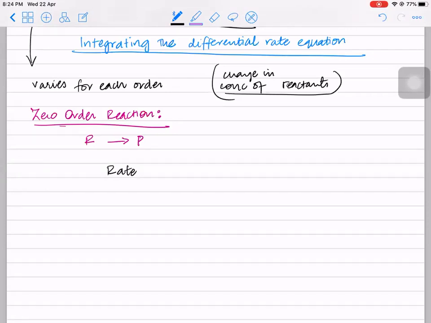So you'll get a negative value for delta concentration. So that's why you put a negative sign here, just to get what? Just to get a positive value, right? So change in concentration of reactant upon change in time, right? That is basically how you calculate your rate. And we're talking about what? We're talking about zero order reaction.